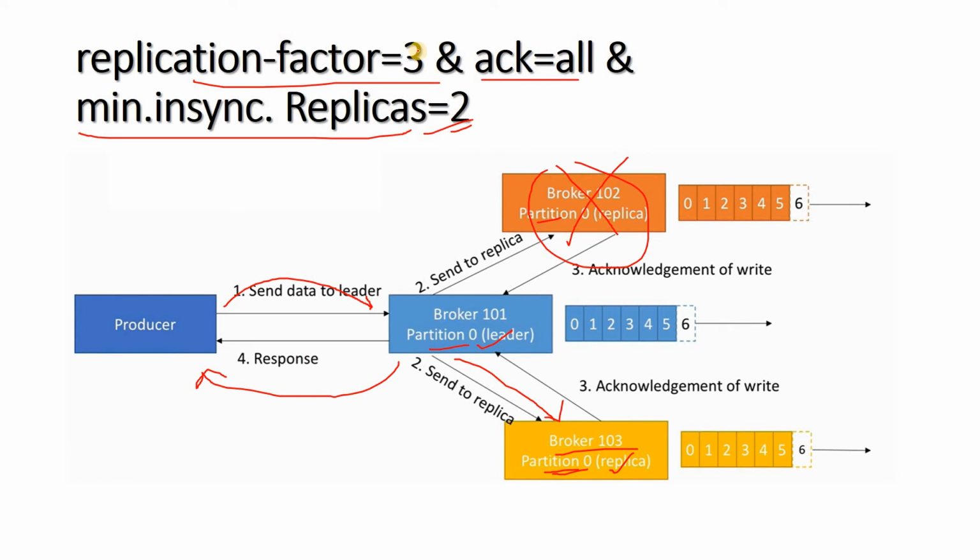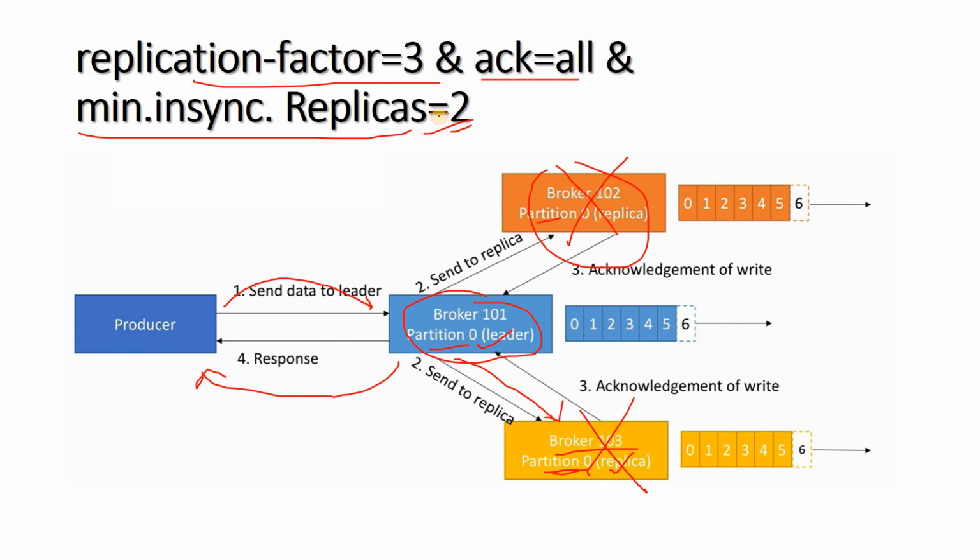Okay. So in simple words, if you are having replication factor 3 and ACK equal to all, then all three brokers should be up and running. But if you are having replication factor 3 and ACK equal to all and min in sync replica is 2, then if one broker goes down, it can still work. Suppose another broker goes down, only one broker is active. Then in that case, the data can be written in only one place, right?